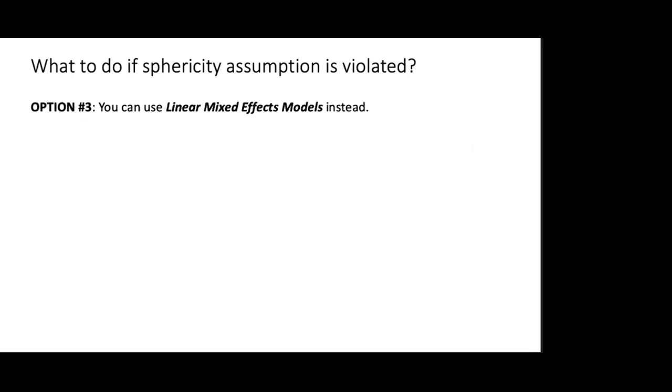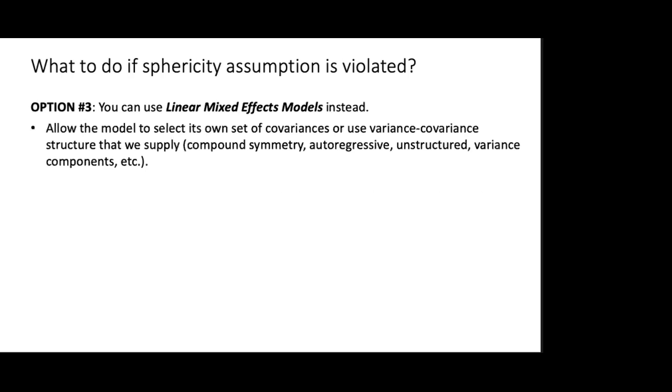A third option is to use linear mixed effects models. That allows you to deal with violations of the sphericity assumption, because you can allow the model to select its own set of covariances, or you can tell it to use a certain variance-covariance structure. That could be compound symmetry, an autoregressive structure, unstructured, variance components, and so on. R has many options there. It can also deal with unbalanced designs. That's another benefit of linear mixed effects models, and why we would want to use them.